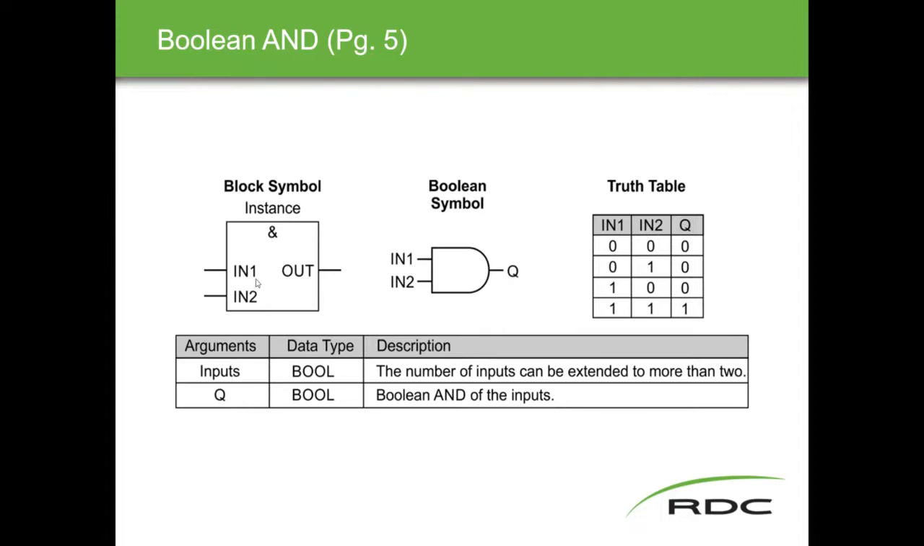So an AND, or a Boolean AND, will say AND in this block. Most programs won't have the ampersand symbol here. It'll say AND, but at any rate, it's a generic function block shape that takes a couple of inputs, this and this. If they're both true, then the output will be true. So this is the Boolean AND symbol over here.